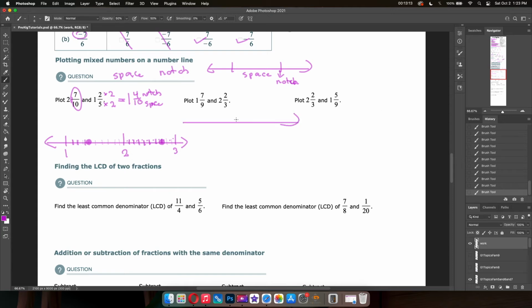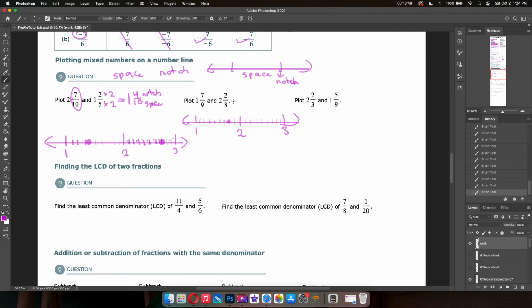So this one, we have the 1, we have the 2, and then we have the 3. Now get my thing super small. We're looking for 9 notches. So 1, 2, 3, 4, 5, 6, 7. Did not give myself enough space. So 1, 2, 3, 4, 5, 6, 7, 8, and 9. There we go. So 1 7/9, we're going to count 1, 2, 3, 4, 5, 6, 7 notches.